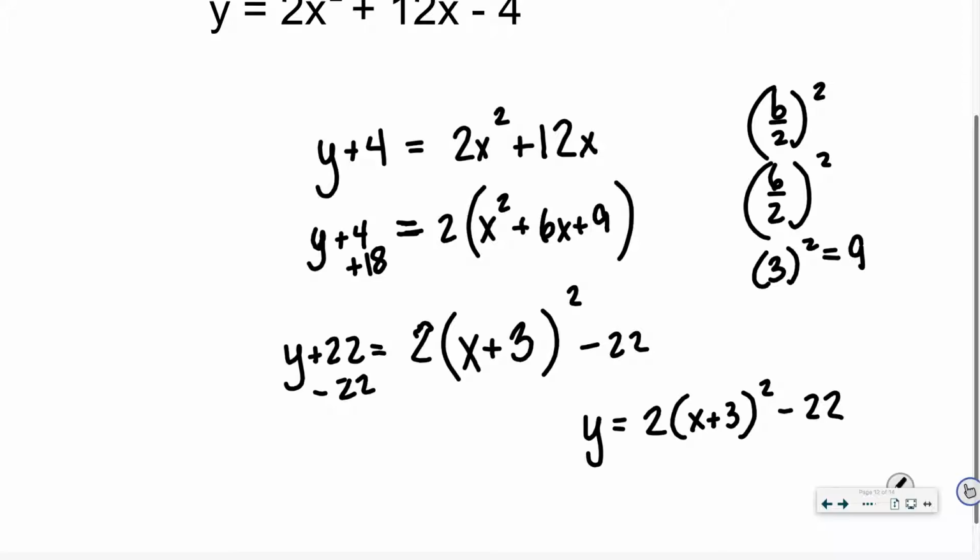Wait, is it only your class? So what is the vertex of that equation? Negative 3, negative 22.